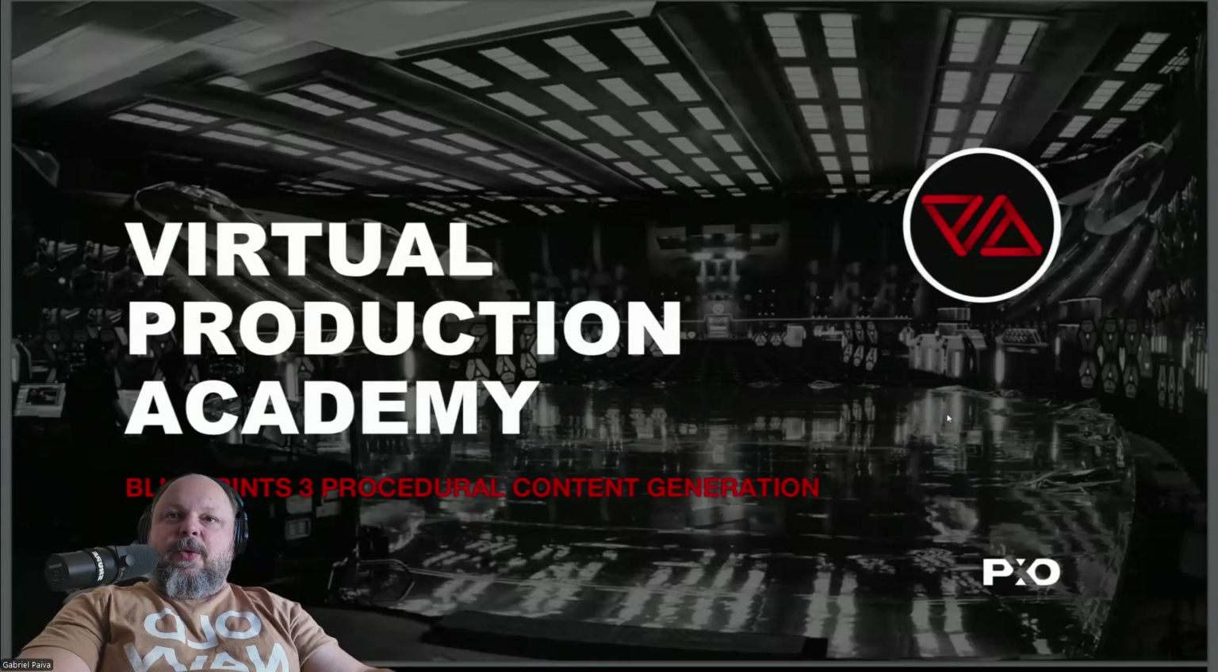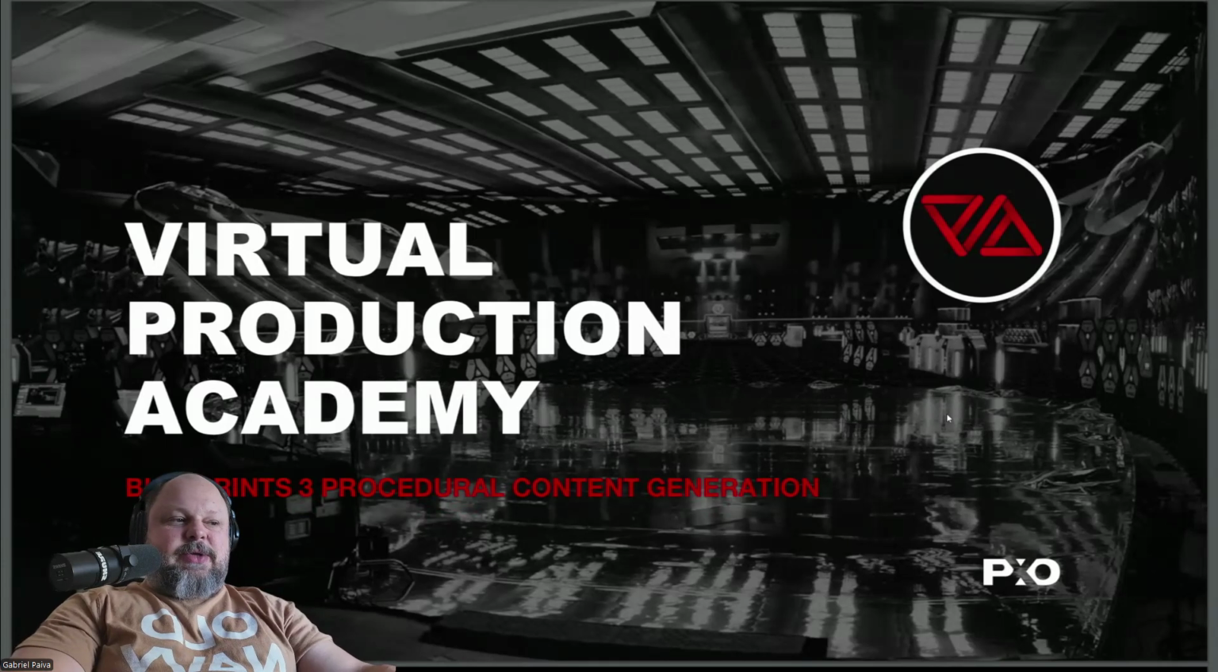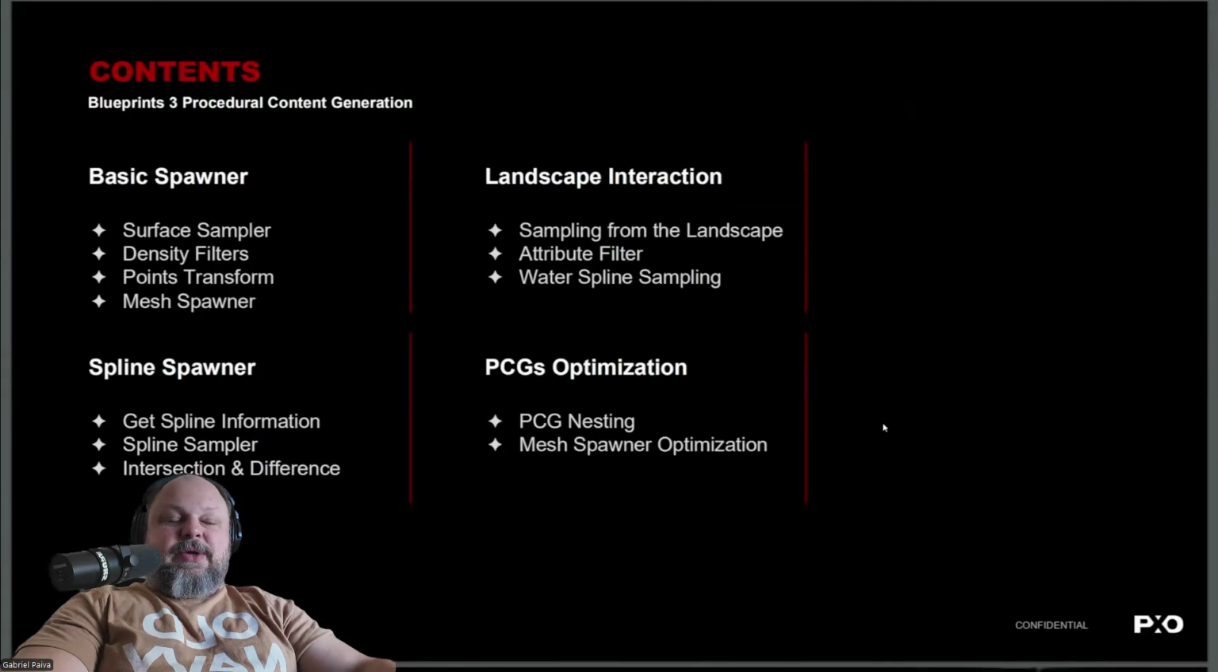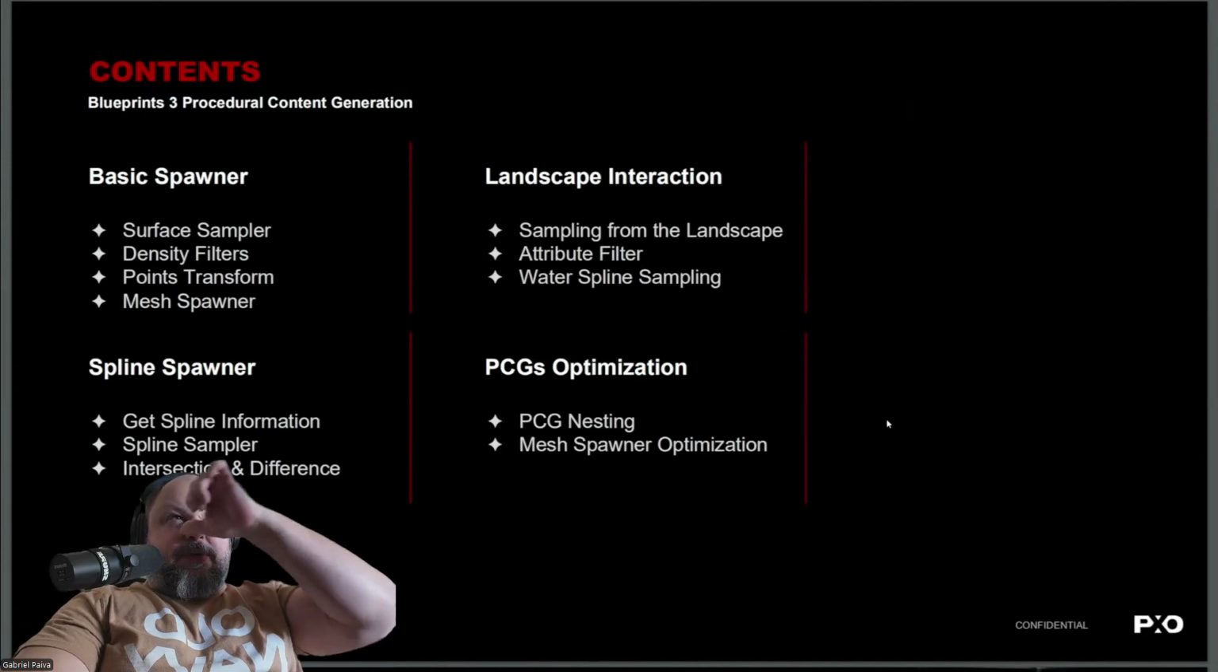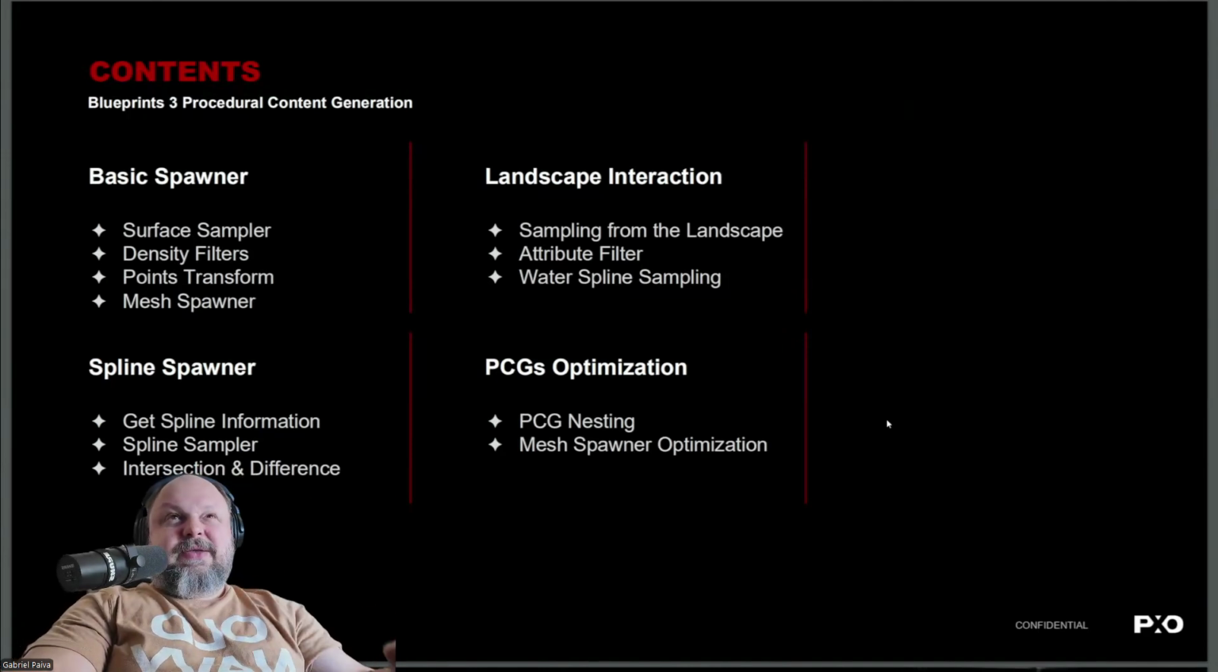All right. Welcome to the Virtual Production Academy. In today's class, we're going to be reviewing Blueprints 3 or Procedural Content Generation, or, how they are really called, PCGs, right? So PCG is a technology that is fairly new. It's still, I think it's not experimental, but I think it's either alpha or beta status. It is an actual external plugin that you need to enable on your project.